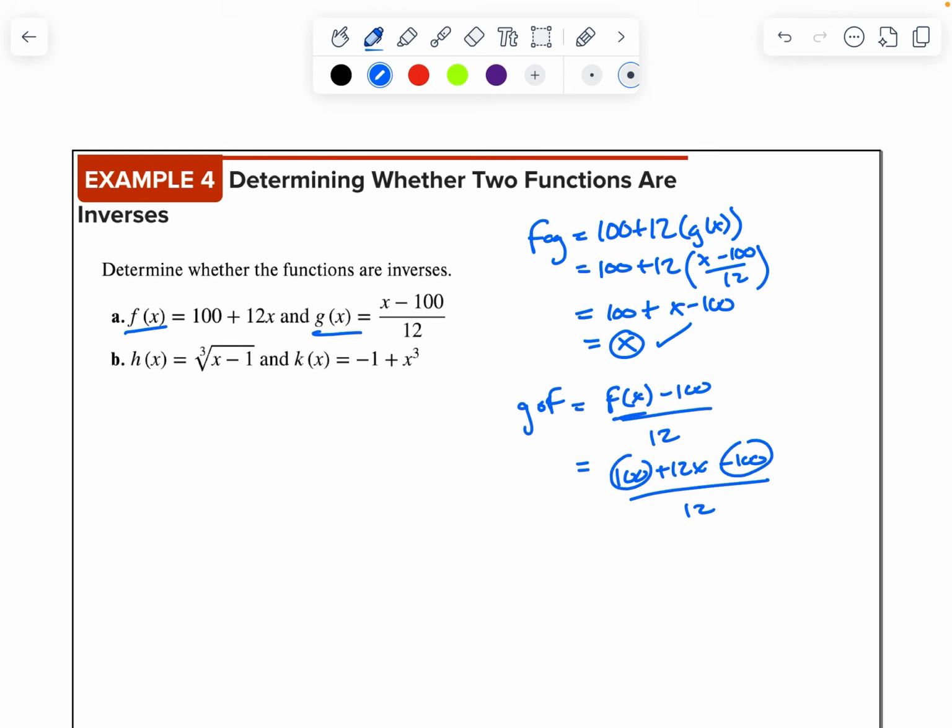On top, the 100 minus 100 goes away. We're left with 12x over 12, which is just x. If both of those work out to x, then these two are inverses. Take a second and try h.